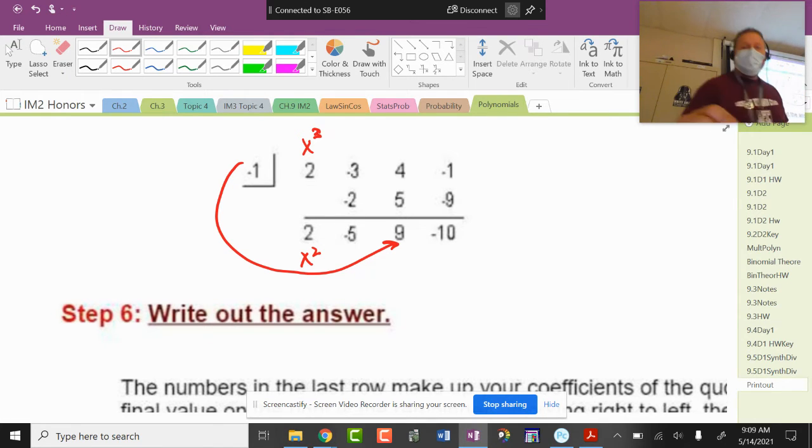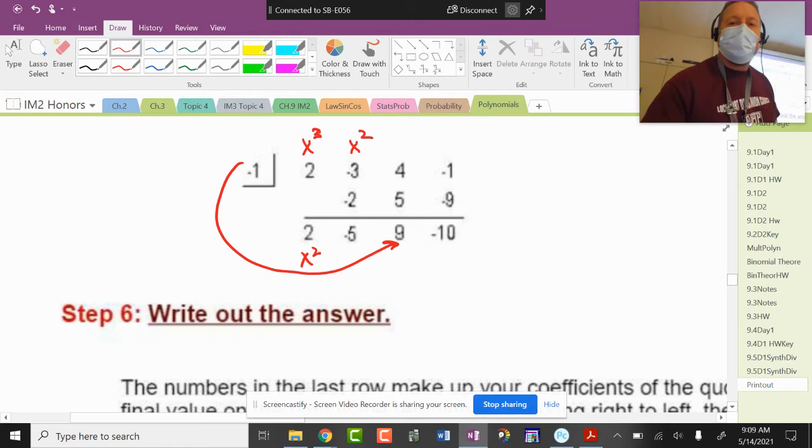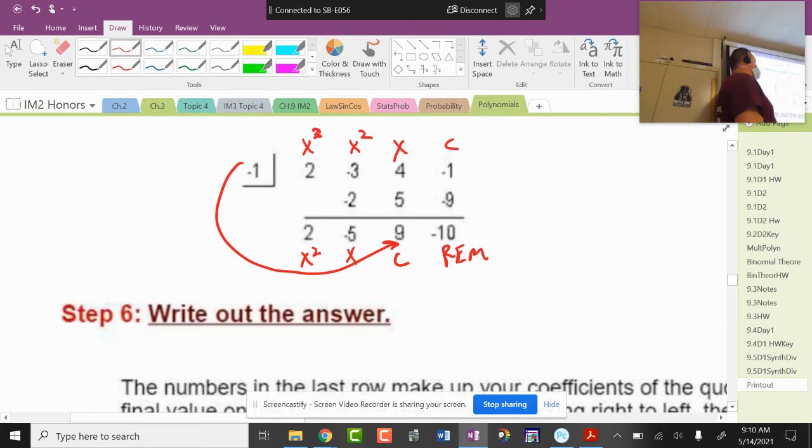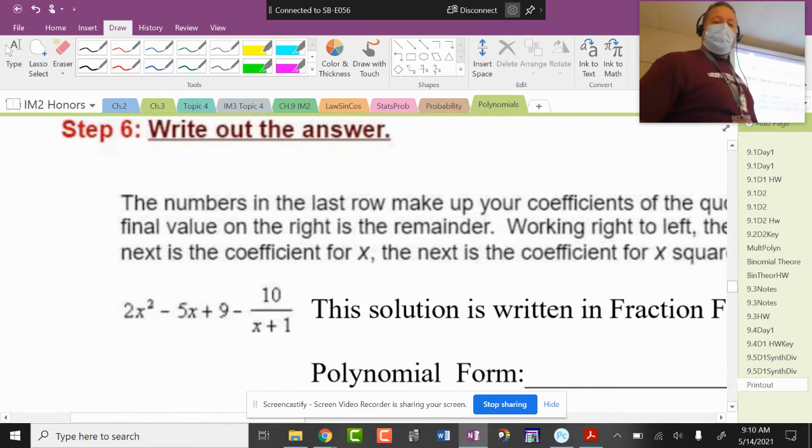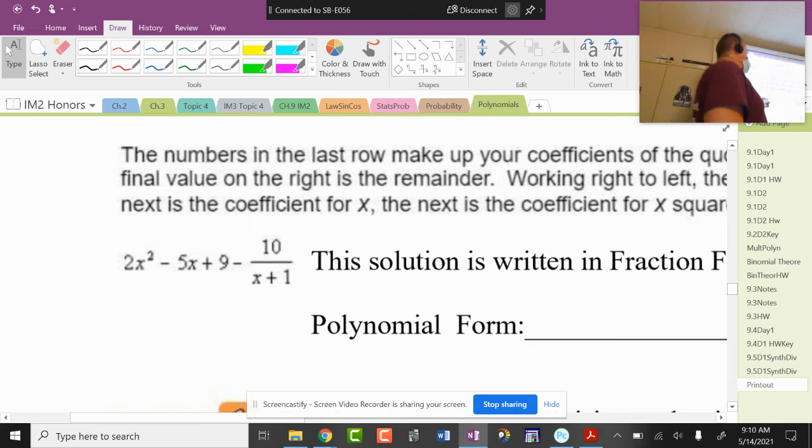All right. And this is x squared, which this now is the x term. This was the x term. This is now the constant. The constant becomes the remainder. Everything gets knocked down a bunch. So that's how you analyze your answer at the end. This is those two polynomials divided.